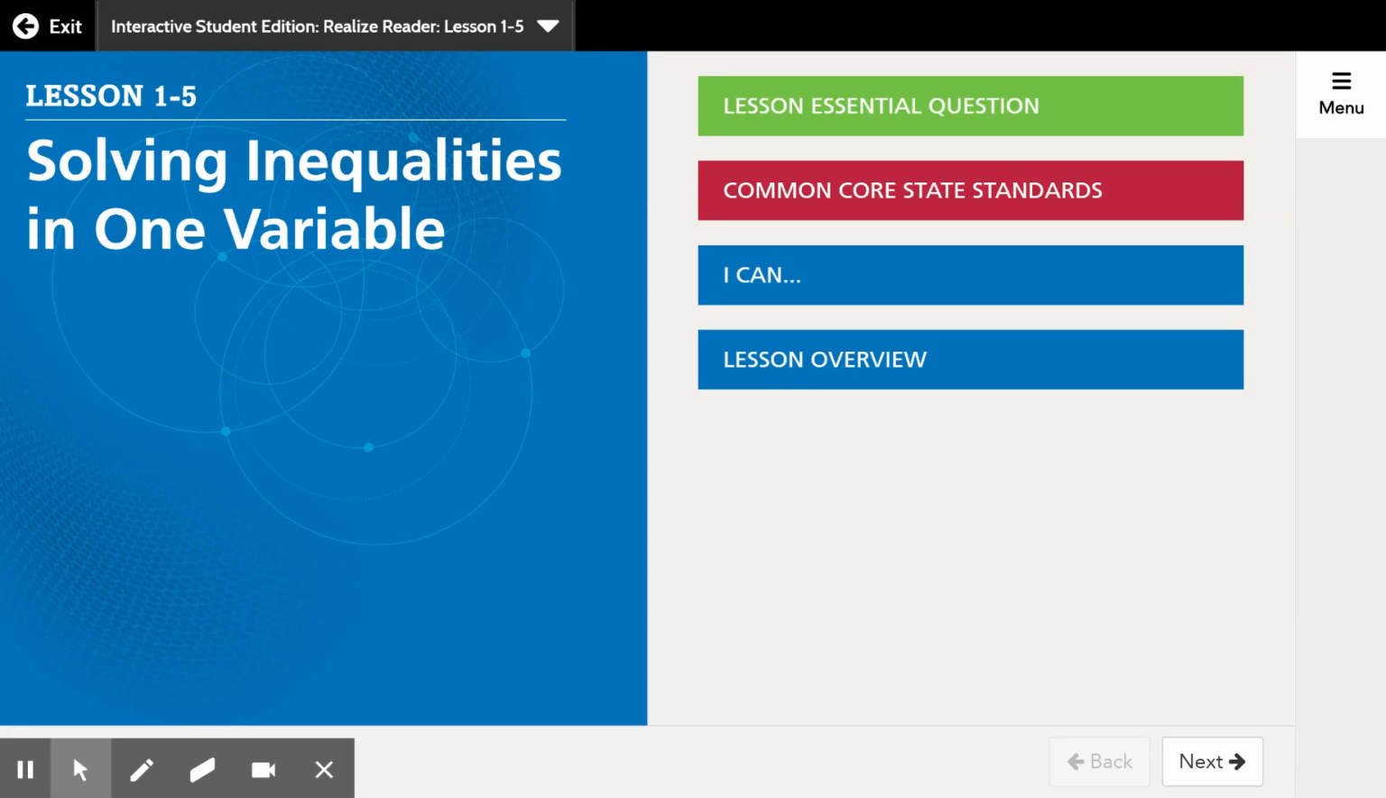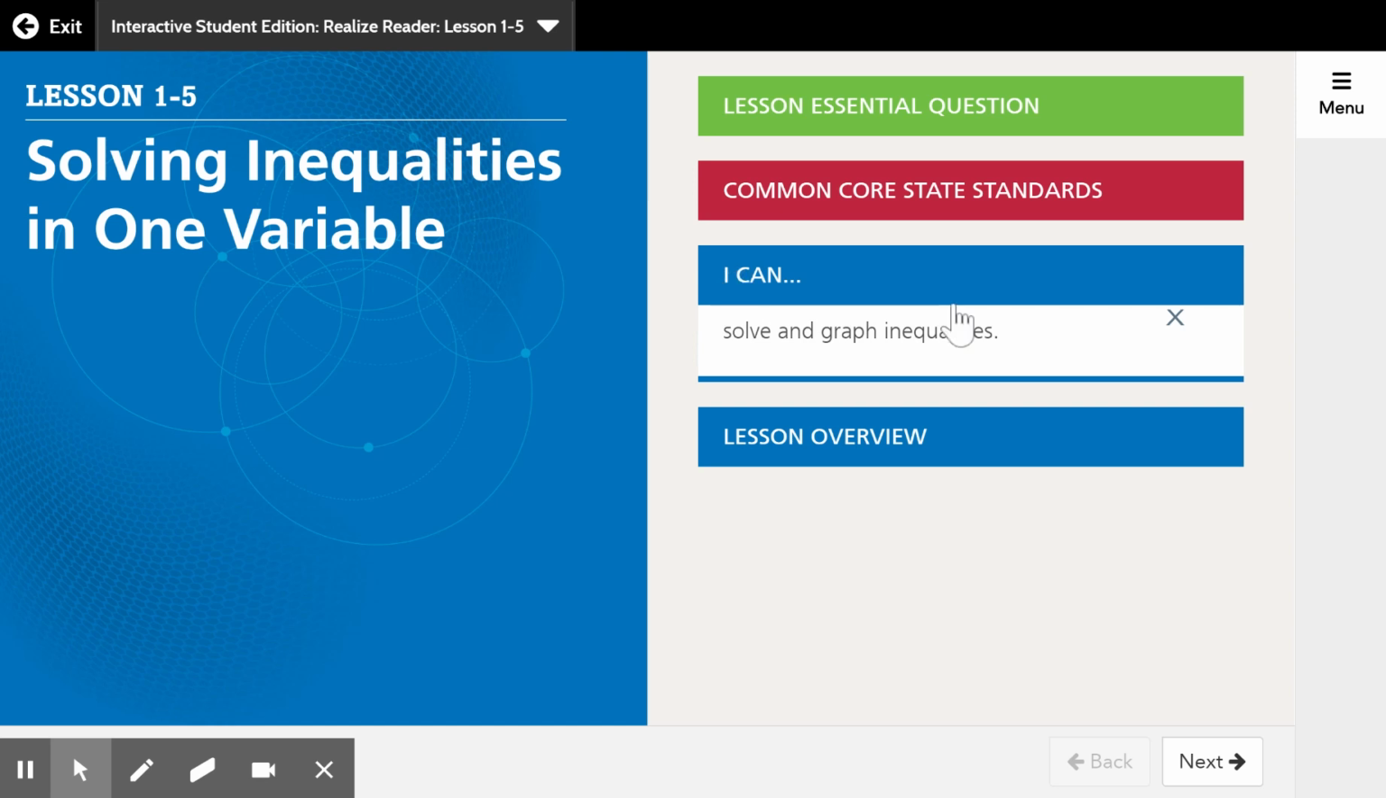Today we will be talking about solving inequalities in one variable. The learning target is I can solve and graph inequalities. So we've already discussed solving regular inequalities, when you have an x that is less than, greater than, less than or equal to, or greater than or equal to, and how to graph that on a number line. Today we're going to talk about two special cases, and that's when the x's go away.